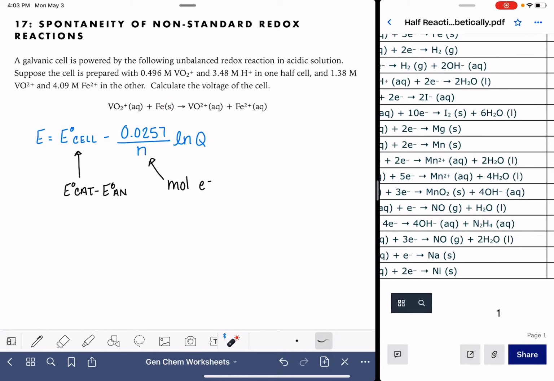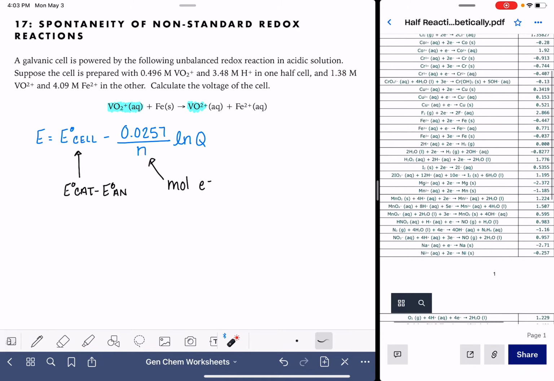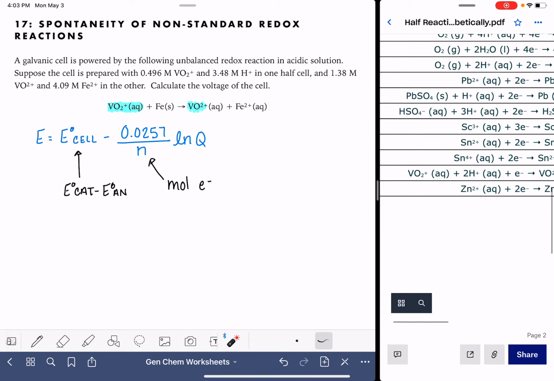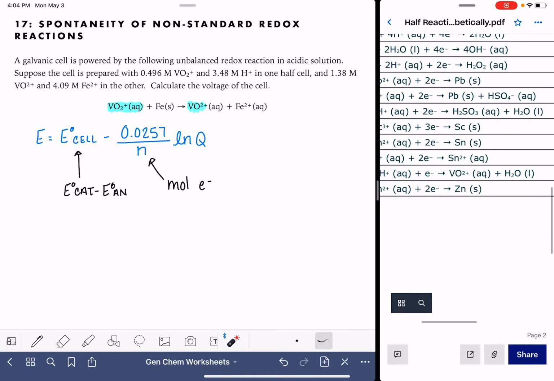So we could start this problem in really any place that we want. Let's go ahead and start with our standard E cell calculation. To do this, we want to look at our overall reaction, and we want to find a couple of things that are going to be easy for us to locate in the table of half reactions. So we've got the table of half reactions over here we're going to use as a reference, and I've decided I'm going to begin by looking for this vanadium compound here, and I think this is where I have found it, all the way down here on the bottom.